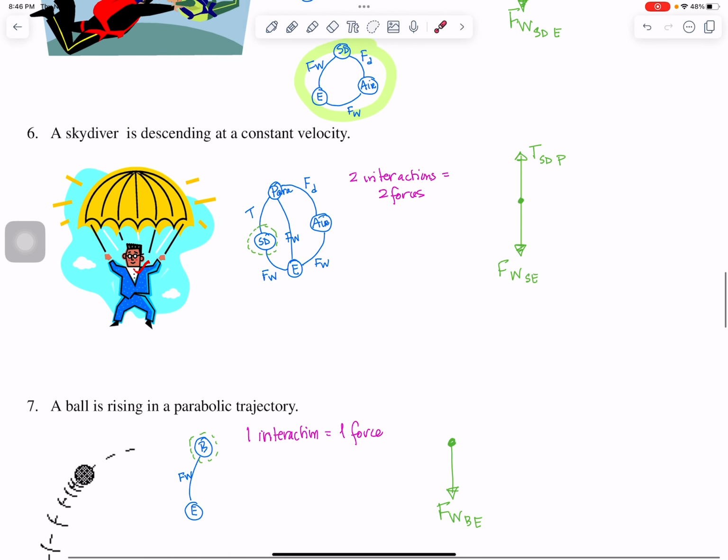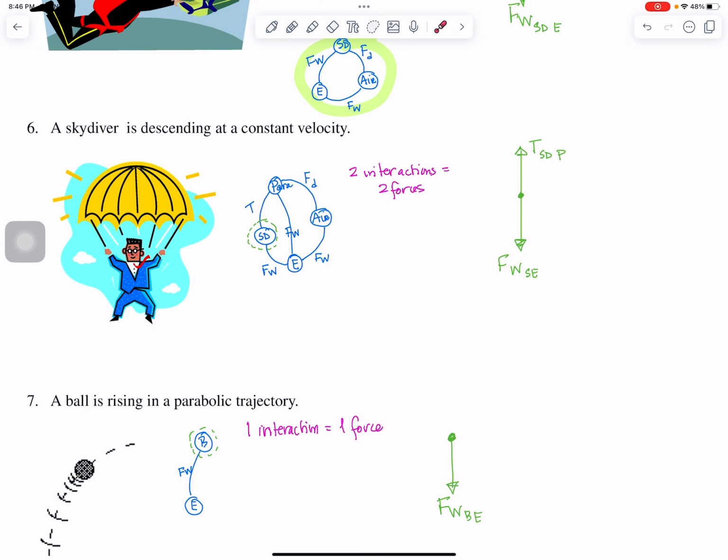So important to know. Skydiver descending at constant velocity. Here's my skydiver. This is the way we chose to represent the skydiver. So I've got to draw a boundary around the skydiver. 2 interactions, tension, weight, 2 interactions, 2 forces. Make sure you write that down. Dot for the skydiver.